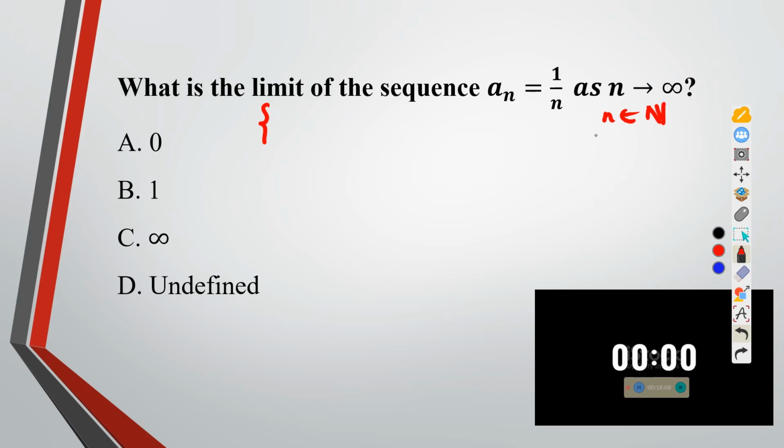So if we begin with n equal to 1, this will be 1. Next will be a half, a third, 1 over 4, and this keeps on going. If n reaches 100, this becomes 1 over 100. So as you look at this, you realize the values keep on decreasing, keep on decreasing.